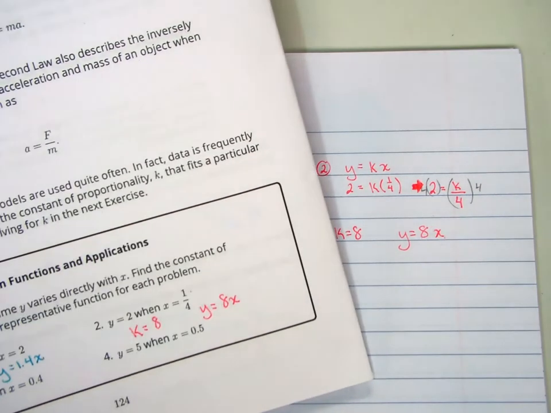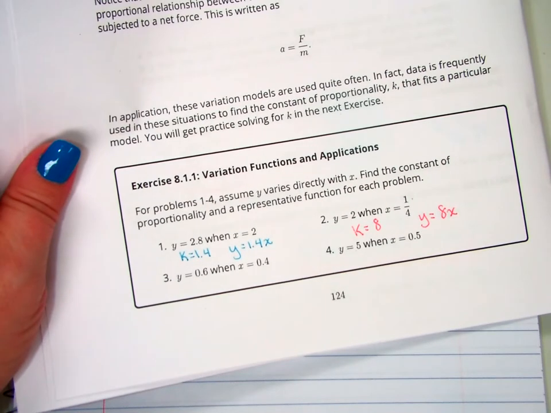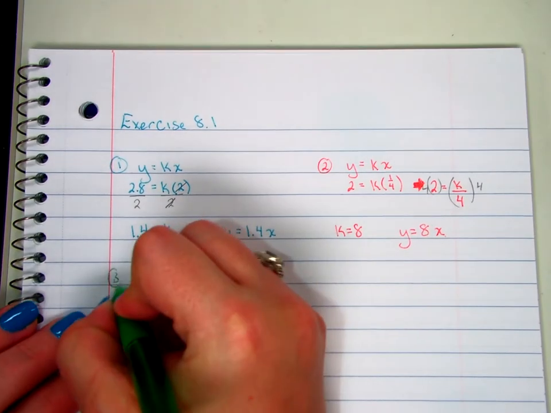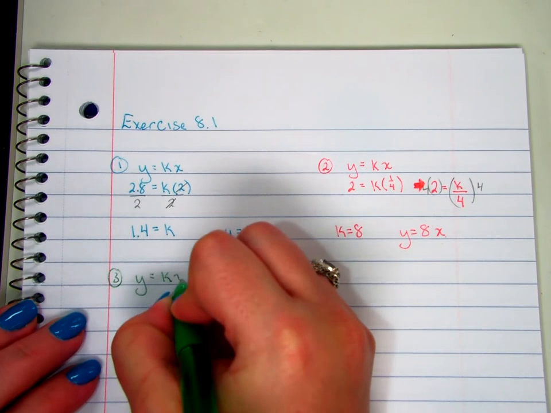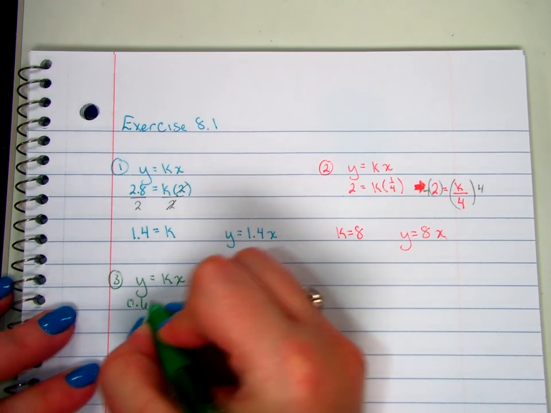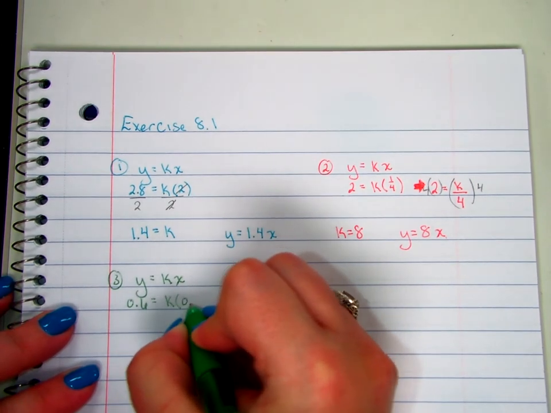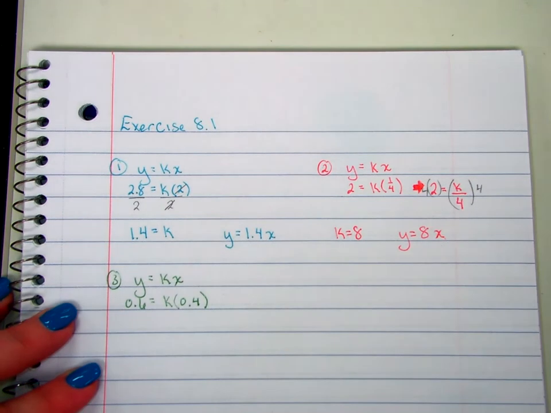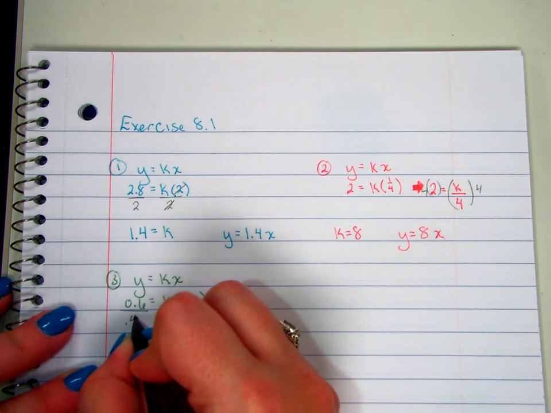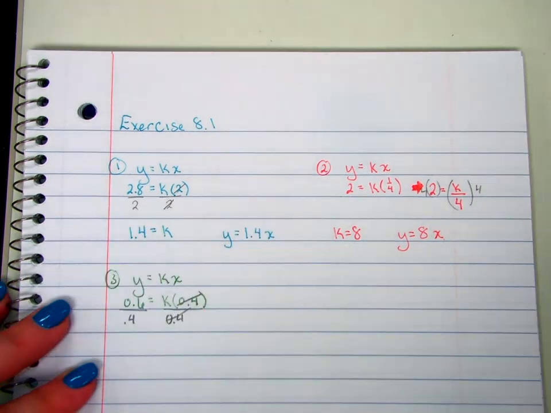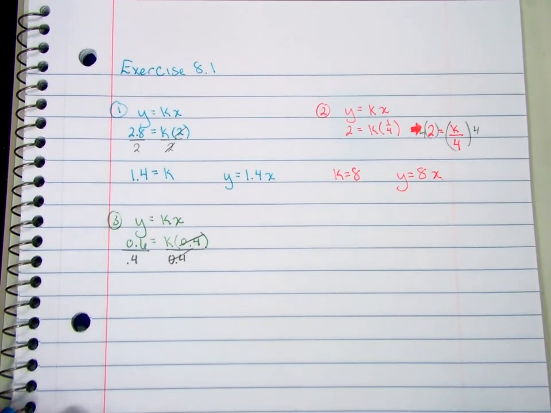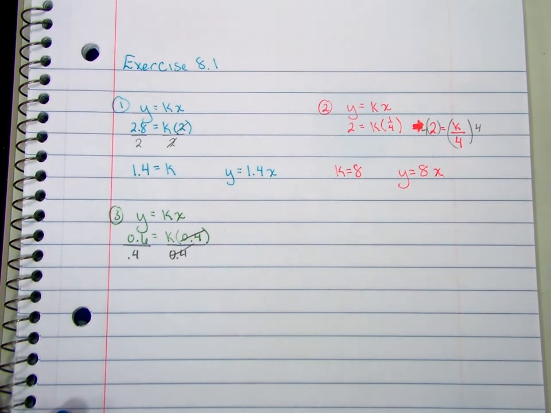All right, number 3, y equals 0.6 when x equals 0.4. So number 3, y equals kx. Y equals 0.6 when x equals 0.4. How do I solve? Divide by 0.4. 0.6 divided by 0.4 is going to give you the same result as 6 divided by 4. What's that going to reduce to?